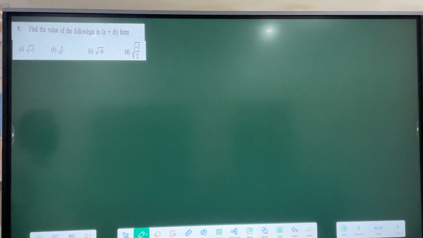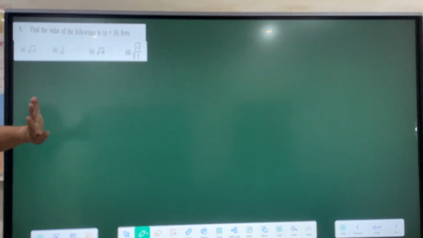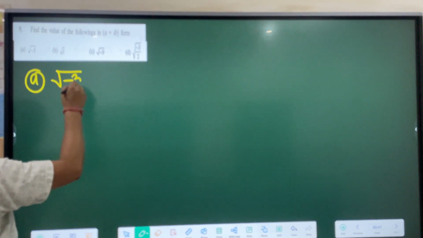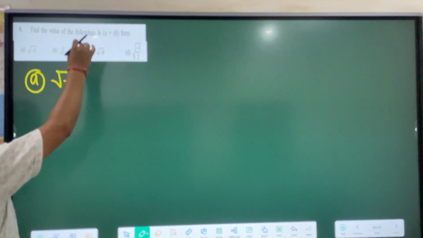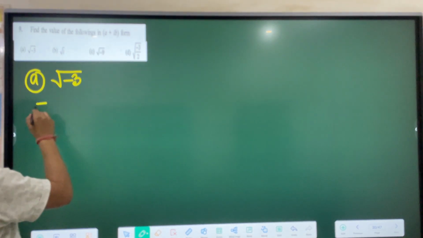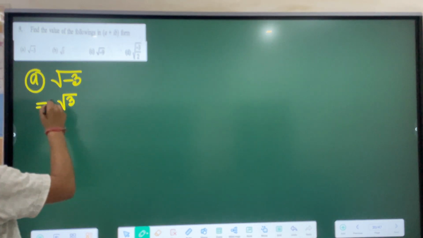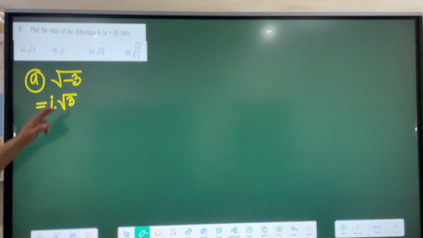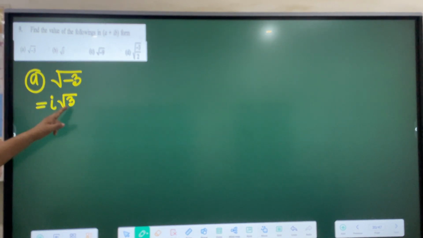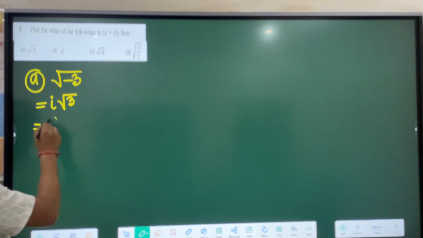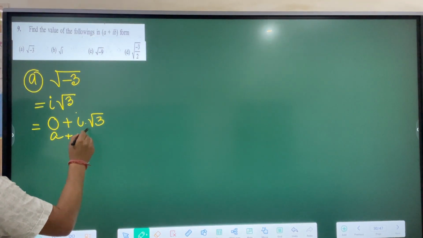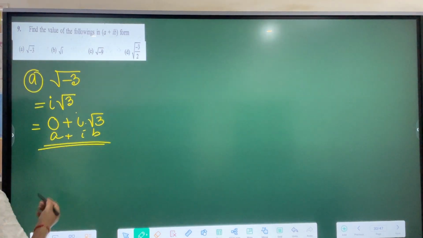Find the value of the following in a plus ib form. Number a, square root of minus 3 is given. The question is to write it in a plus ib form. At least we can write this one: square root of minus 3 can be written like this, so this can be written as 0 plus i root 3. A plus ib form or not? It is very simple sum.